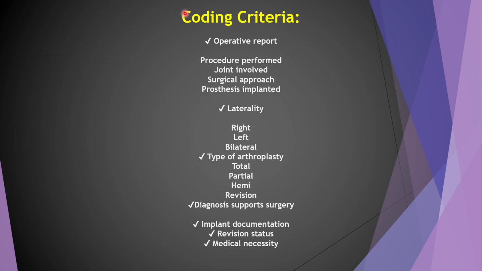So next, what will be the coding criteria for the arthroplasty? First of all, we have to see the operative report. What is the report given? The diagnosis, we have to check that. What procedure was performed, whether the joint involved, surgical approach, prosthesis implant, and after that the laterality and location, whether it is right, left, or bilateral, and the types of arthroplasty we have to see, basically total, partial, hemi, or revision. And after that, whether the diagnosis and implant documentation will be there or not, and the revision status we have to check, and medical necessity always follows.